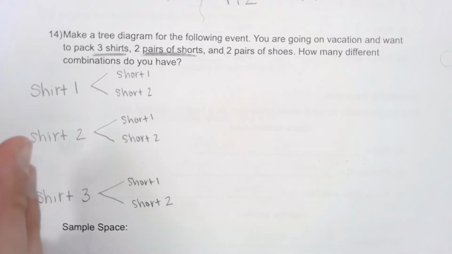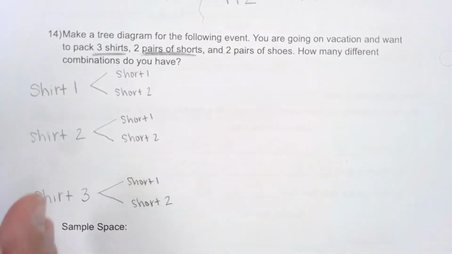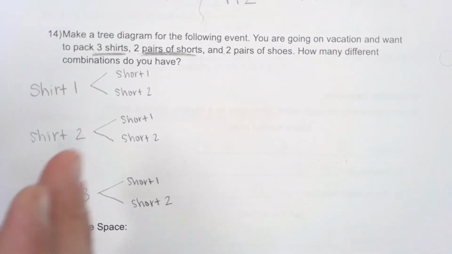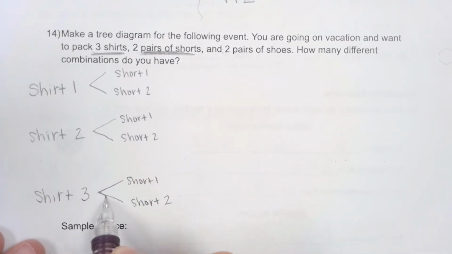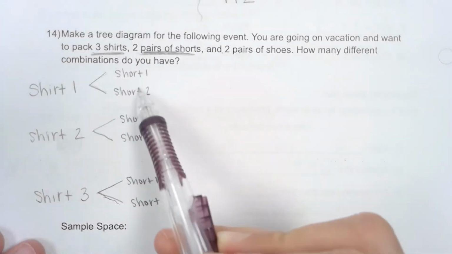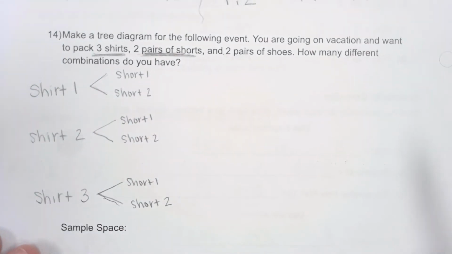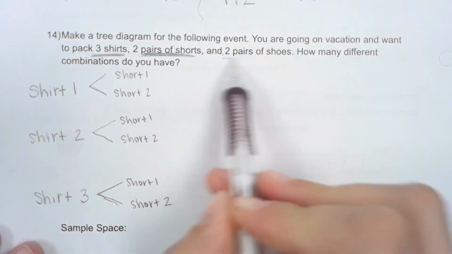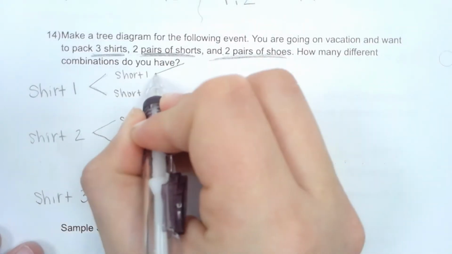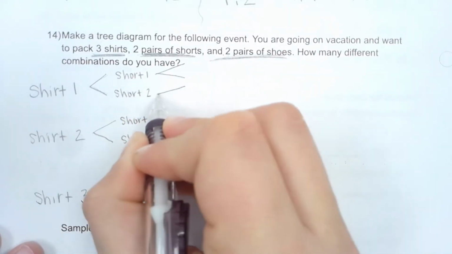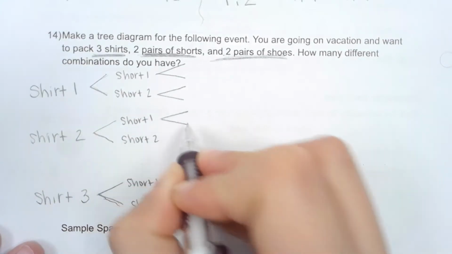So again, the first part of your tree is your first event of what you're choosing from, or the outcomes. The second part of the tree is going to be how many branches for the second outcomes. So we have 2 different pairs of shorts, so we have 2 branches to represent short 1 and short 2. And then we still have another event, which is choosing the pairs of shoes. So we have 2 pairs of shoes. So off of each of these, I need to have 2 more branches for shoe 1 and shoe 2.